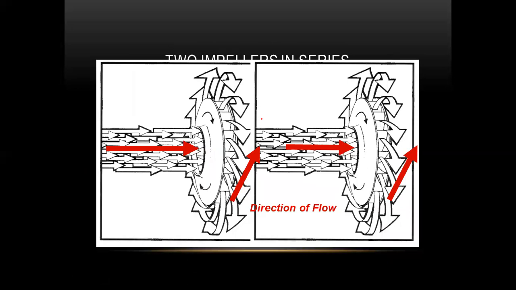Next, if you see the two impellers in series, the water is going like this, so the direction of the flow will be in this direction. Whenever the impeller is large, the diameter is large, automatically the pressure will also be increased.